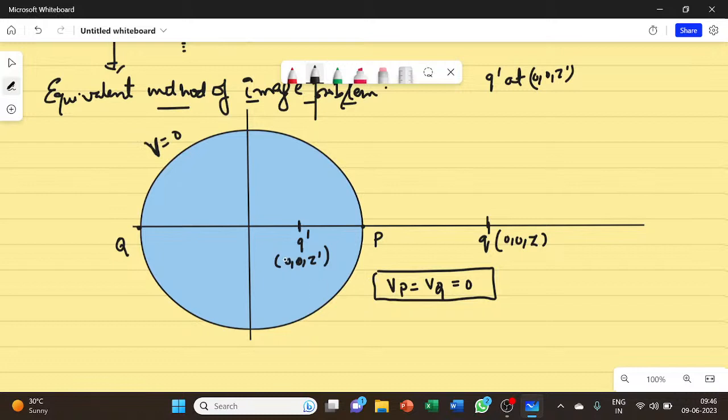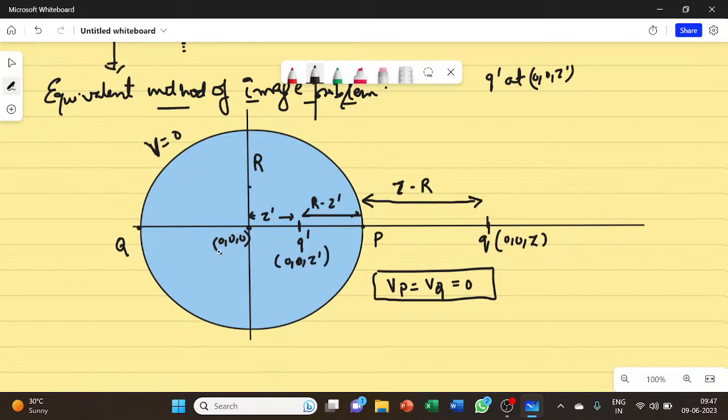So what will be the potential at P? Also, one should remember this is r, so the radius is given as r. The distance from here to here is z dash. So this distance from here to here would be r minus z dash, and this distance, from this place to this place, because this is (0, 0, z), will be z minus r, because (0, 0, z) is referred from the origin.